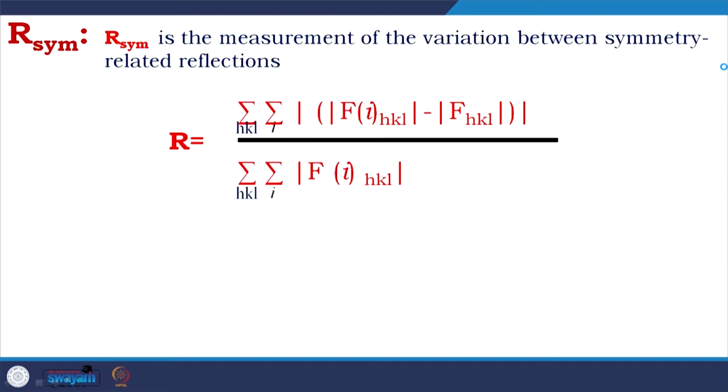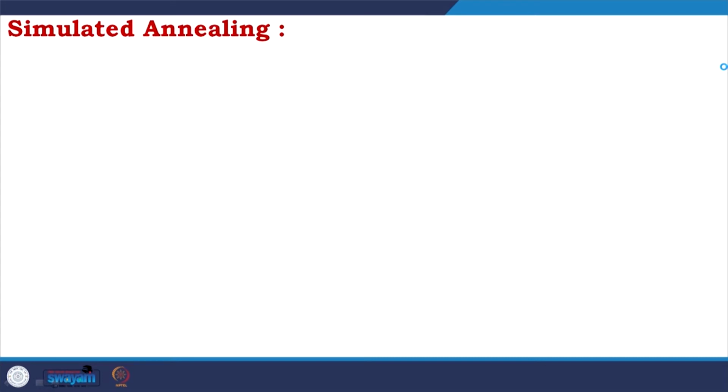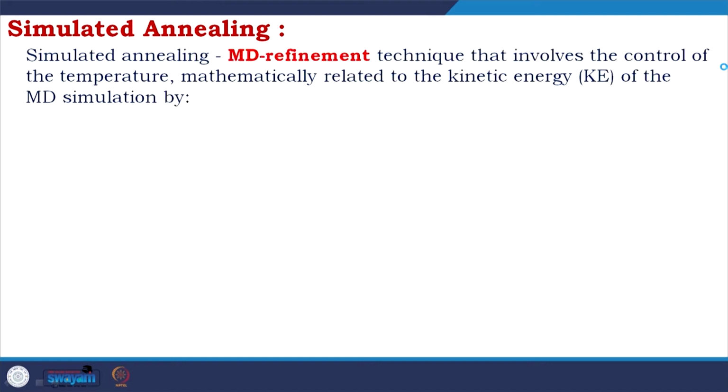R sym is the measurement of the variation between symmetry related reflections. You see the summation over H with the summation over I, the center of inversion. We talked about F_I(H) minus F(H) by the summation of F_I(H), for I observations of each symmetry related reflection, where the absolute value of F(H) is the average value for the structure factor amplitude for the I observations of a given reflection. I already told you that I am not talking about simulation here, but this one I think would give you at least a perspective.